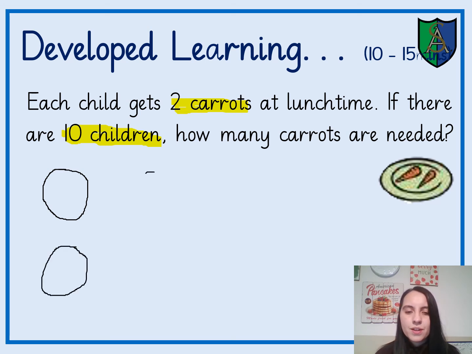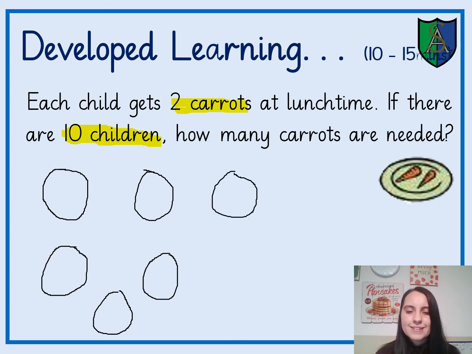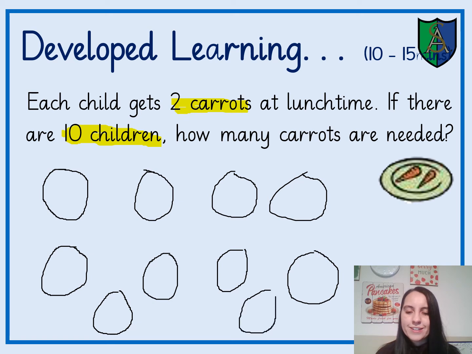1, 2, 3, 4, 5, 6, 7, 8, 9, 10. I know your drawing is going to be so much better than mine here too. Okay, now we've got our 10 children. If you don't believe me, you may count now. There are 10 children on the screen and each of the children get 2 carrots. That's our other piece of key information.